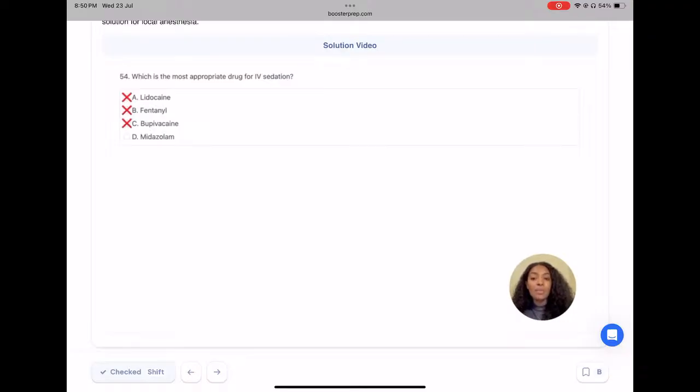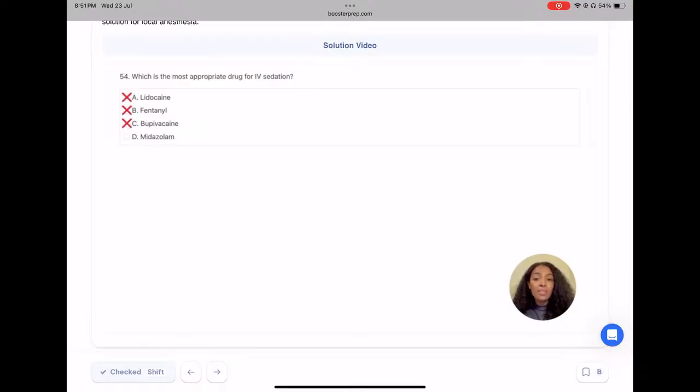Leaving us with option D, midazolam. This is a water-soluble benzodiazepine drug that facilitates the binding of GABA, which is an inhibitory neurotransmitter, at various GABA receptor sites in the CNS. It causes anxiolysis, sedation, amnesia, and anticonvulsant effects.